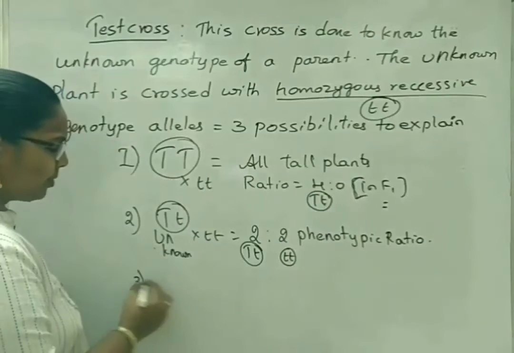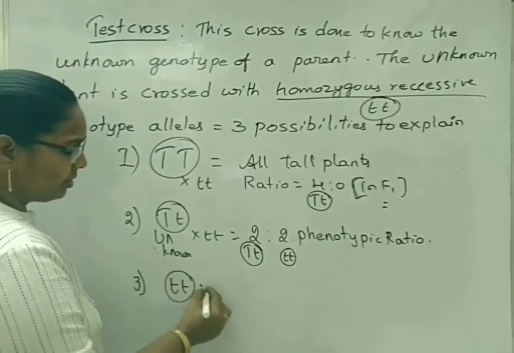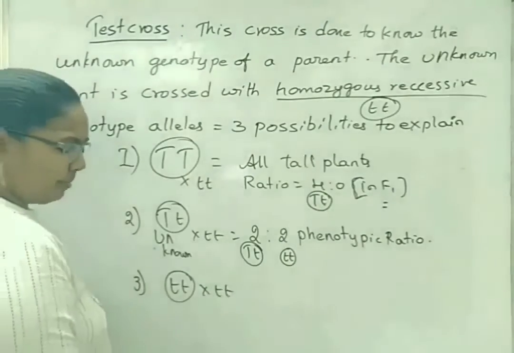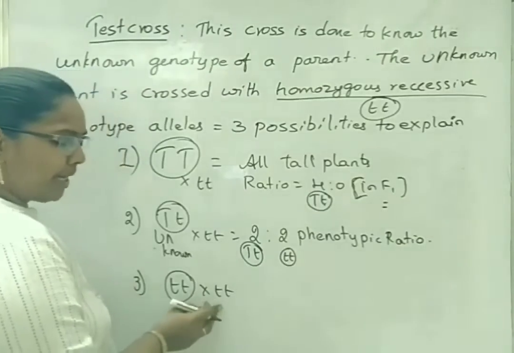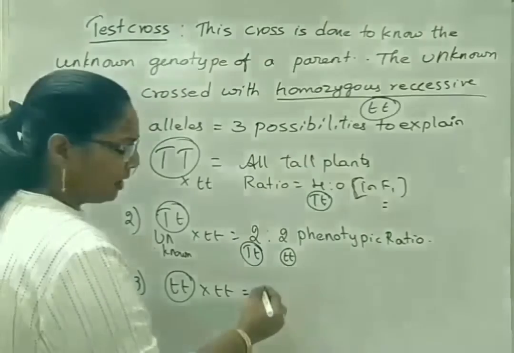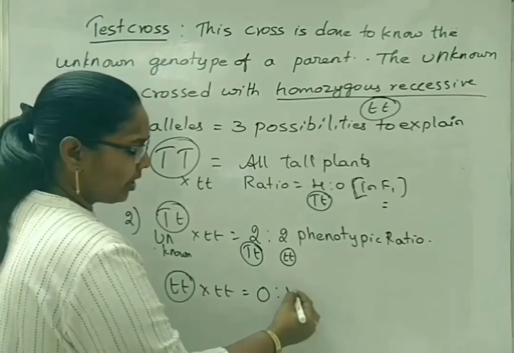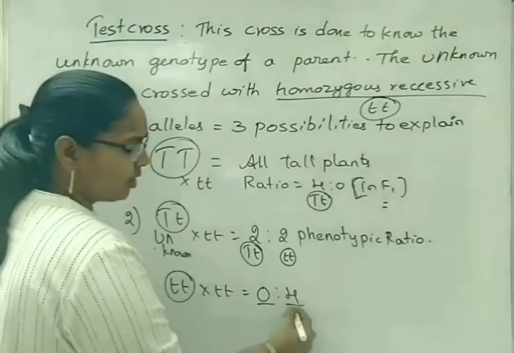Even in the third possibility, when we have taken this cross and crossed with the known, already we know the genotype of the plant that we are going to cross with. Here also we got the phenotypic ratio of 0 tall and 4 dwarf.